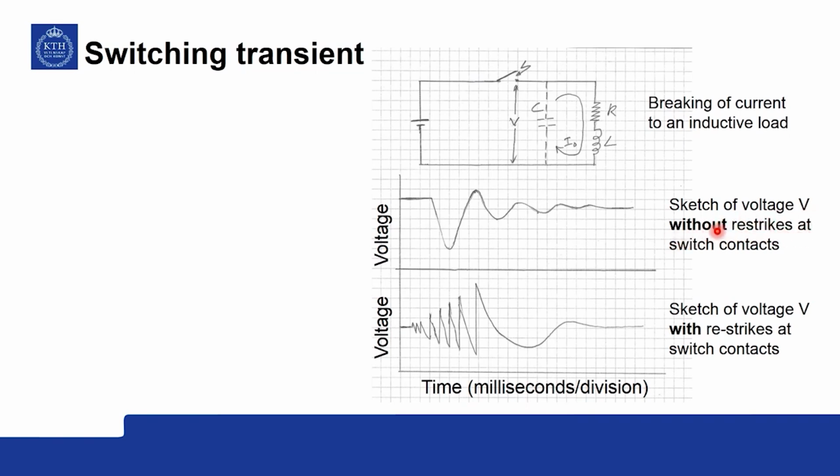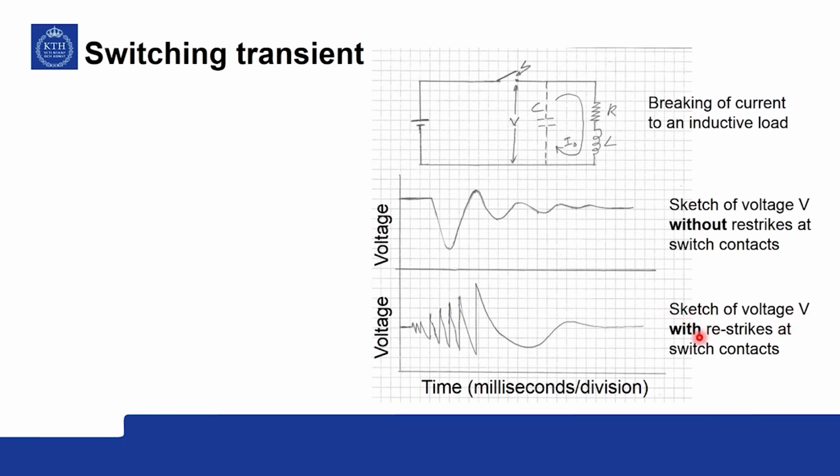For example, the sketch of a voltage without restrikes. Restrikes are what we call this arcing at switch contacts, because the voltage across this may be time varying because of this resonance phenomenon over here, and without arcing you can have a damped sinusoidal waveform across the switch. But with arcing you can have several restrikes, and finally it comes to a steady state.